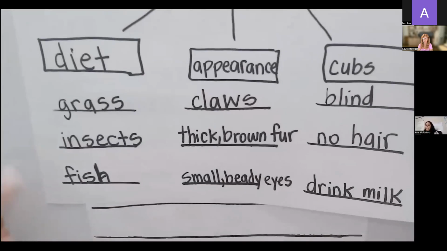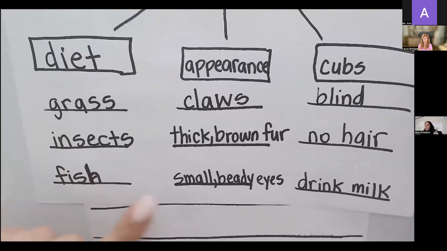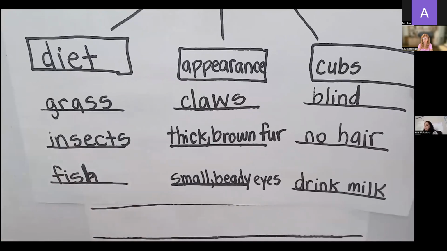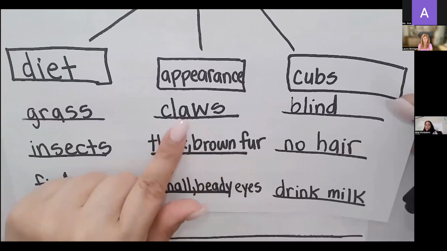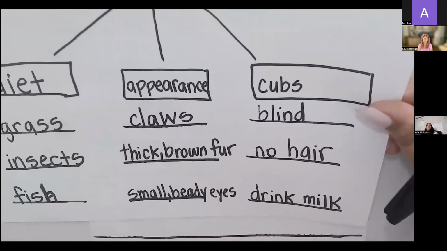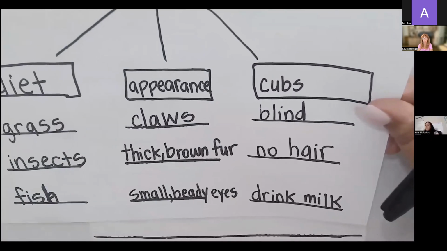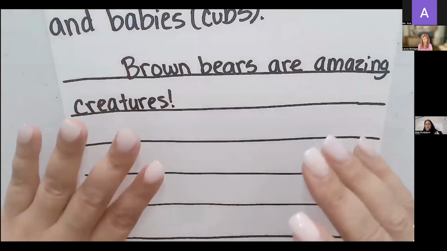You could say, they eat things like insects and fish, period. Brown bears have thick brown fur and sharp claws, period. These are examples. These are mine. So you make yours with your own words, right? You're going to use your own words and you're going to write 1 paragraph.